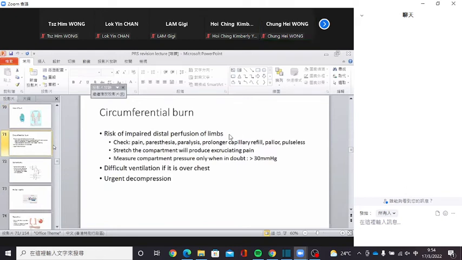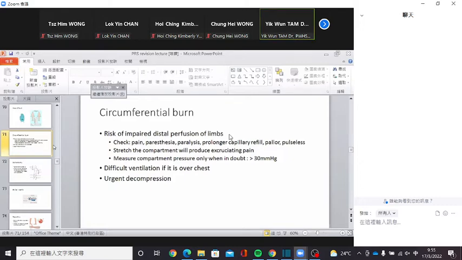Then moving on, there are some limb threatening conditions, circumferential burn. Sometimes if the burn is circumferentially encasing a limb, then the eschar will form and it will constrict and cause impairment of the distal perfusion. So in those cases, you have to check for any pain, paresthesia, prolonged capillary refill. Paralysis and pulselessness are very late signs for a limb in compartment syndrome.